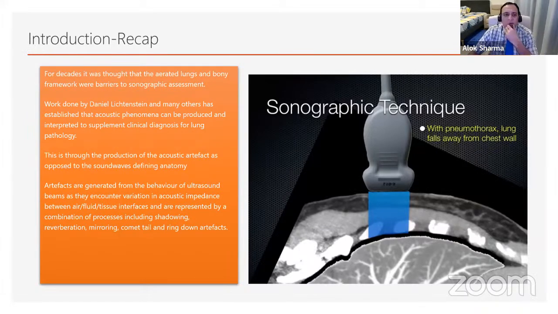That's quite important, because the concept is that whenever we use ultrasound, the waves go into tissue and describe anatomy. But actually, ultrasound interacts with tissues in different ways and produces artifact, reacting with the tissue outside, the pleura at the margin, and the lung. And it's this artifact that we use to interpret what the lung looks like.